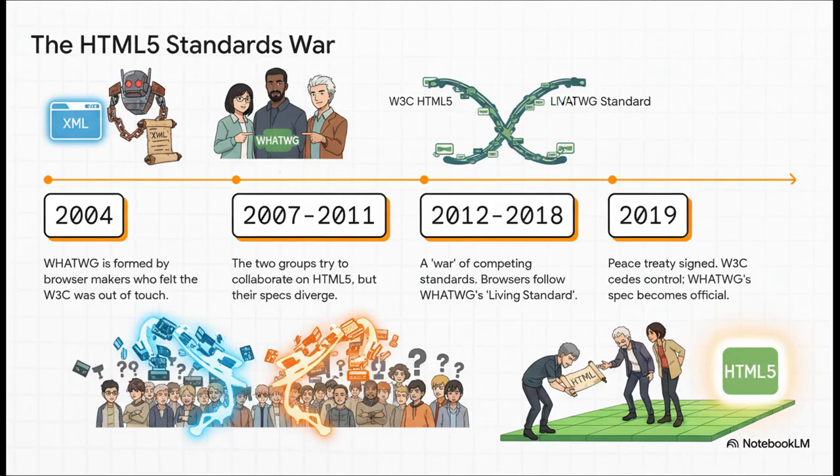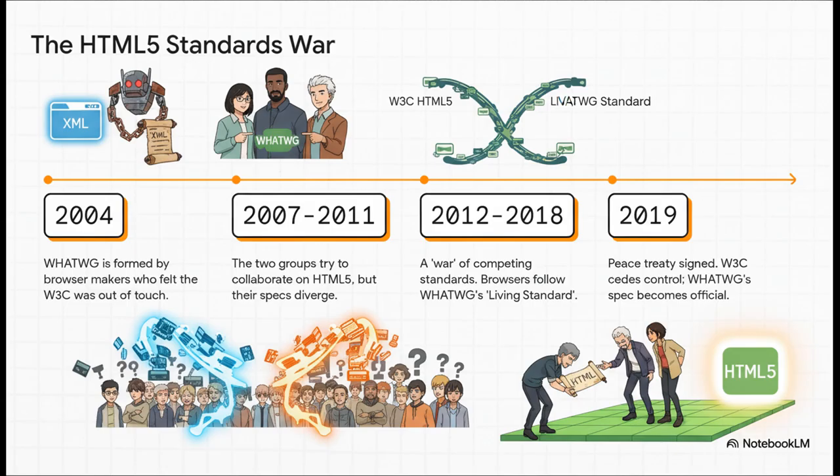So the whole thing kicked off in 2004. The browser folks started WHATWG because they thought the W3C was just way too slow and totally out of touch, pushing this super strict version of HTML that no one was actually using. For a few years, they tried to work together on HTML5, but their basic ideas about how the web should work were just completely different. This led to an all-out war. You had two competing versions of HTML for most of the 2010s, with developers stuck right in the middle.